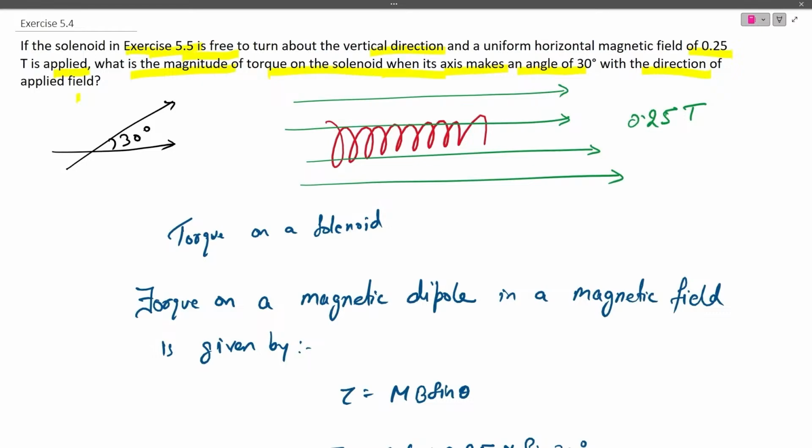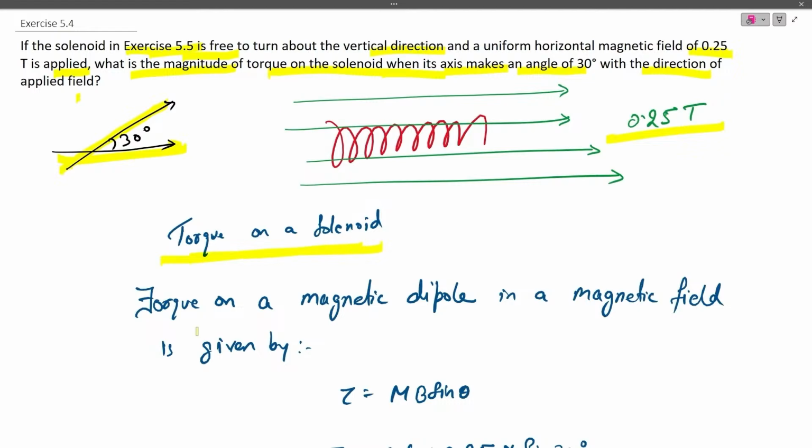Now it was not subjected to any external magnetic field. Now in this question, that solenoid is subjected to an external magnetic field of magnitude 0.25 Tesla. So we can assume the problem to be like this. Magnetic field is from left to right direction of 0.25 Tesla magnitude, and the axis of solenoid is making 30 degree with this magnetic field. Now we have to find out torque on the solenoid.